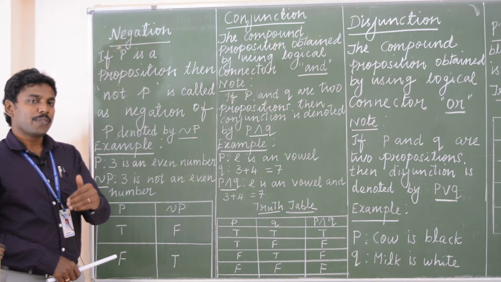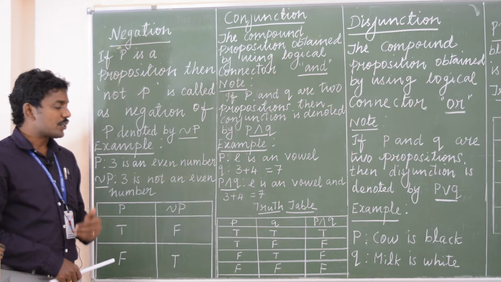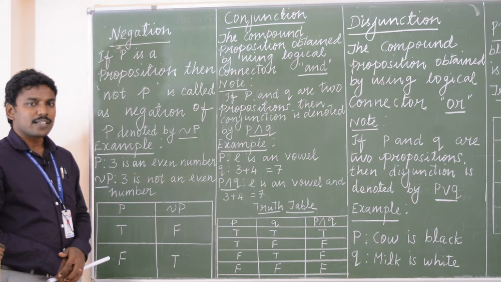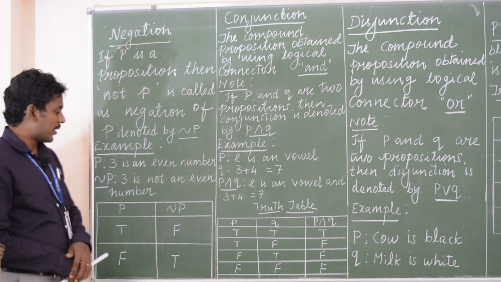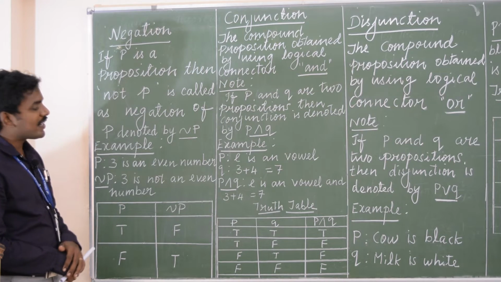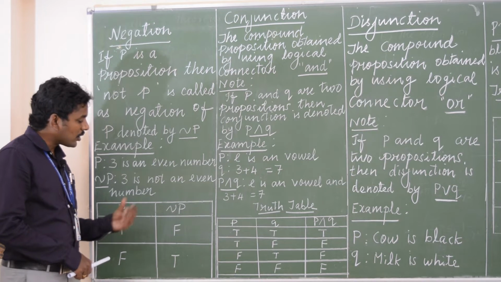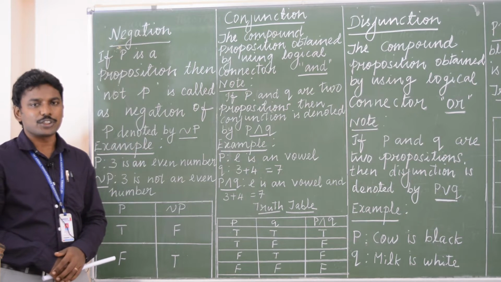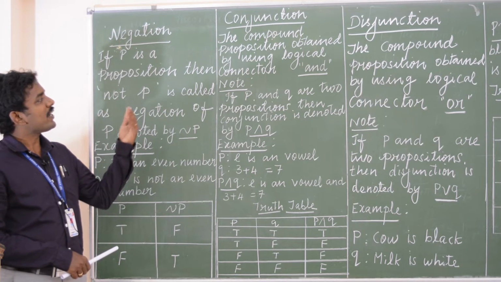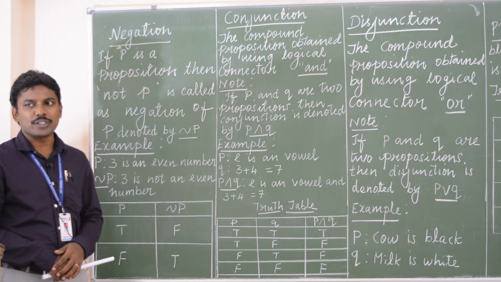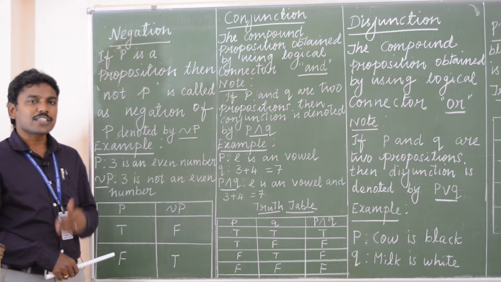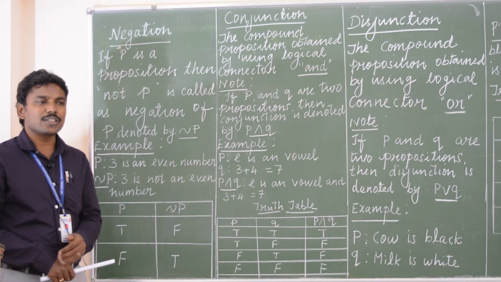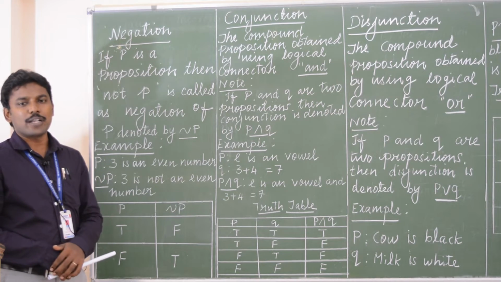So therefore, while negating, you have to use the word not properly, and there should be legibility in grammar. So now let's concentrate on the truth table of negation. Before that, what's the idea behind negation? If P is any statement or proposition, not P is called the negation. So the idea of negation is to reverse the truth value.